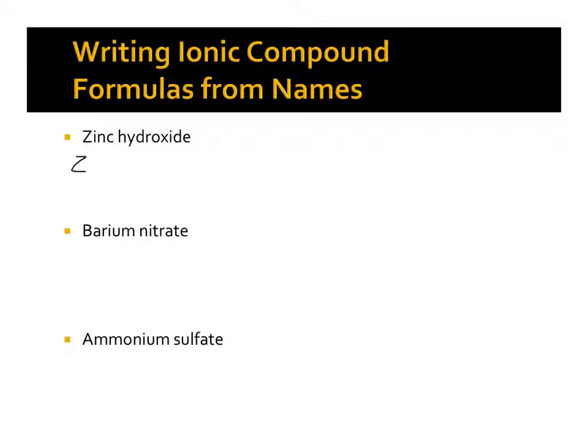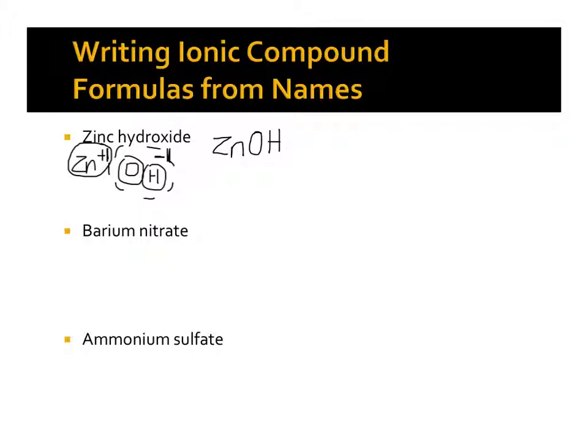Zinc, Zn+. And we've got hydroxide. Hydroxide is actually on our list of polyatomic ions, and it is OH-. So I'm going to draw a neutral oxygen and a neutral hydrogen, but they are grouped together as a polyatomic ion, and overall they have a -1 charge. So we've got a +1 and a -1. We actually only need one zinc and one hydroxide ion to get a neutral compound. So the formula is ZnOH. No subscripts on this one.